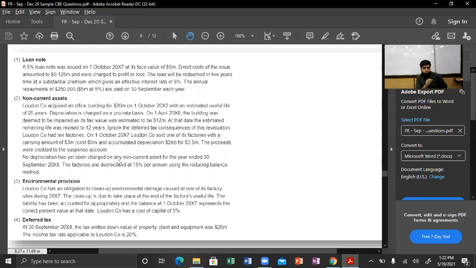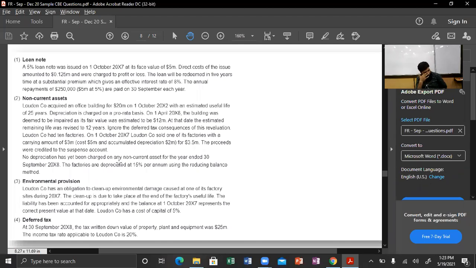On 1st April 20x8, the building was deemed to be impaired and its fair value was estimated to be $12 million. At that date, the estimated remaining life was revised to 12 years. That means afterwards, the remaining life was 12 years. Ignore the deferred tax consequences of this revaluation.